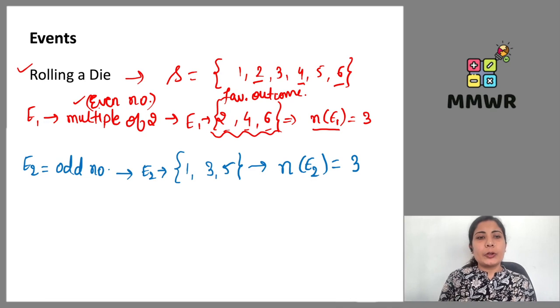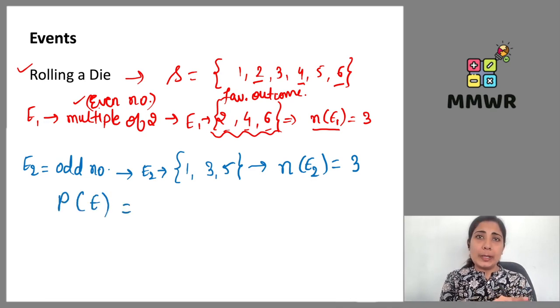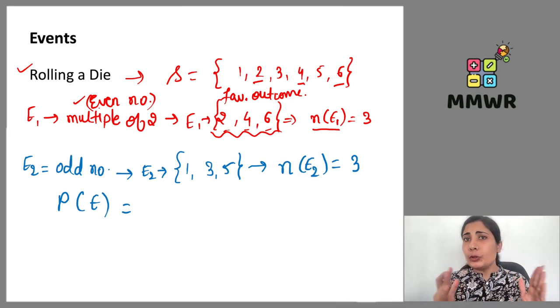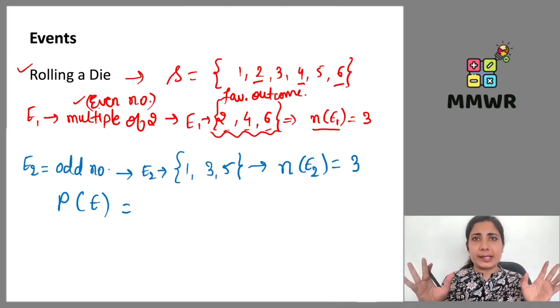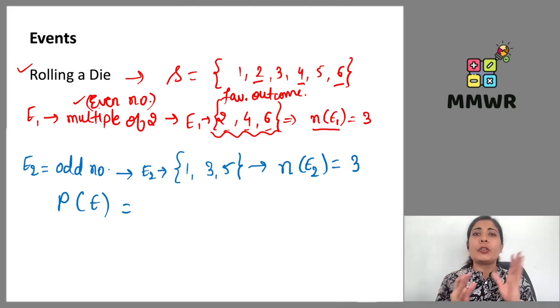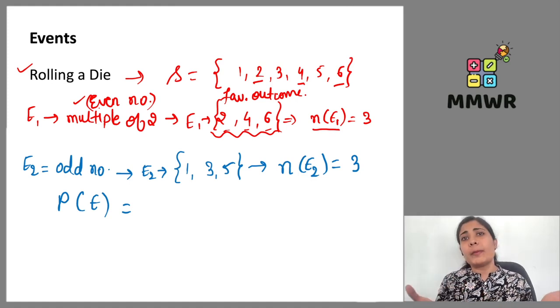Now, if we have to find out the probability for any of the events, how do we write it? Probability of event. E means event. In one question itself, they can give you different events, 3 to 4 events. Like finding the probability for even number, odd number, prime number, composite number, for anything, right? So in one question itself, multiple events can be discussed.